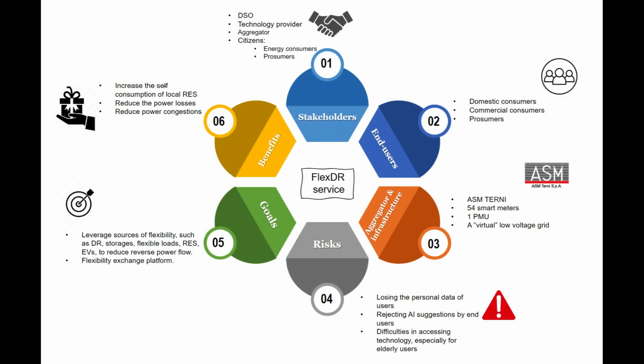ASM Terni is a multi-utility company that owns and manages the electricity distribution network in the municipality of Terni in central Italy. ASM has decided to group 54 prosumers into a virtual power plant aiming to explore the potential of the network's loads for demand response.